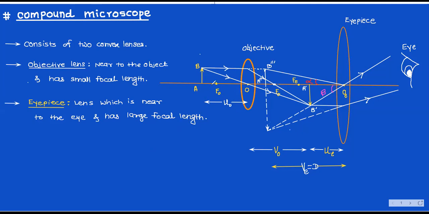Yes, because of this object, you are getting an image here. And because of this, this image will behave as an object for this eyepiece. This is the image which our eye will see, which is at the least distance of distinct vision. Clear? Understood? Shall I write that point? Okay, I will add that point also. You can see here.